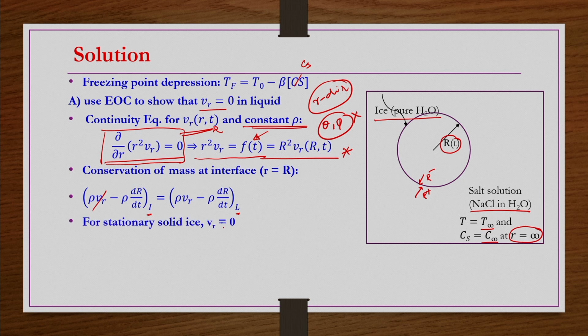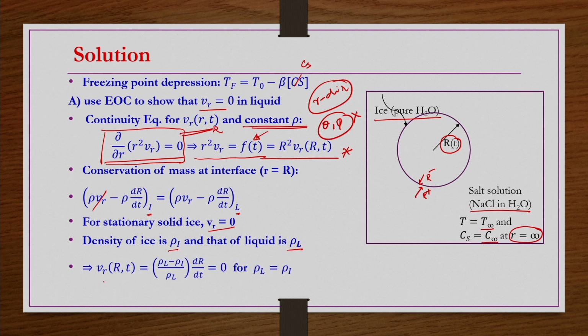So then what we get by applying the stationary solid ice, Vr is 0, then for the remaining part, ice density you write rho I, and then that of liquid you write rho L. Then simplify, and you get Vr is equal to (rho L minus rho I) divided by rho L times dr by dt, and that should be 0 because rho L minus rho I is equal to 0, because in the problem it has been mentioned that the densities of all three are equal to each other.